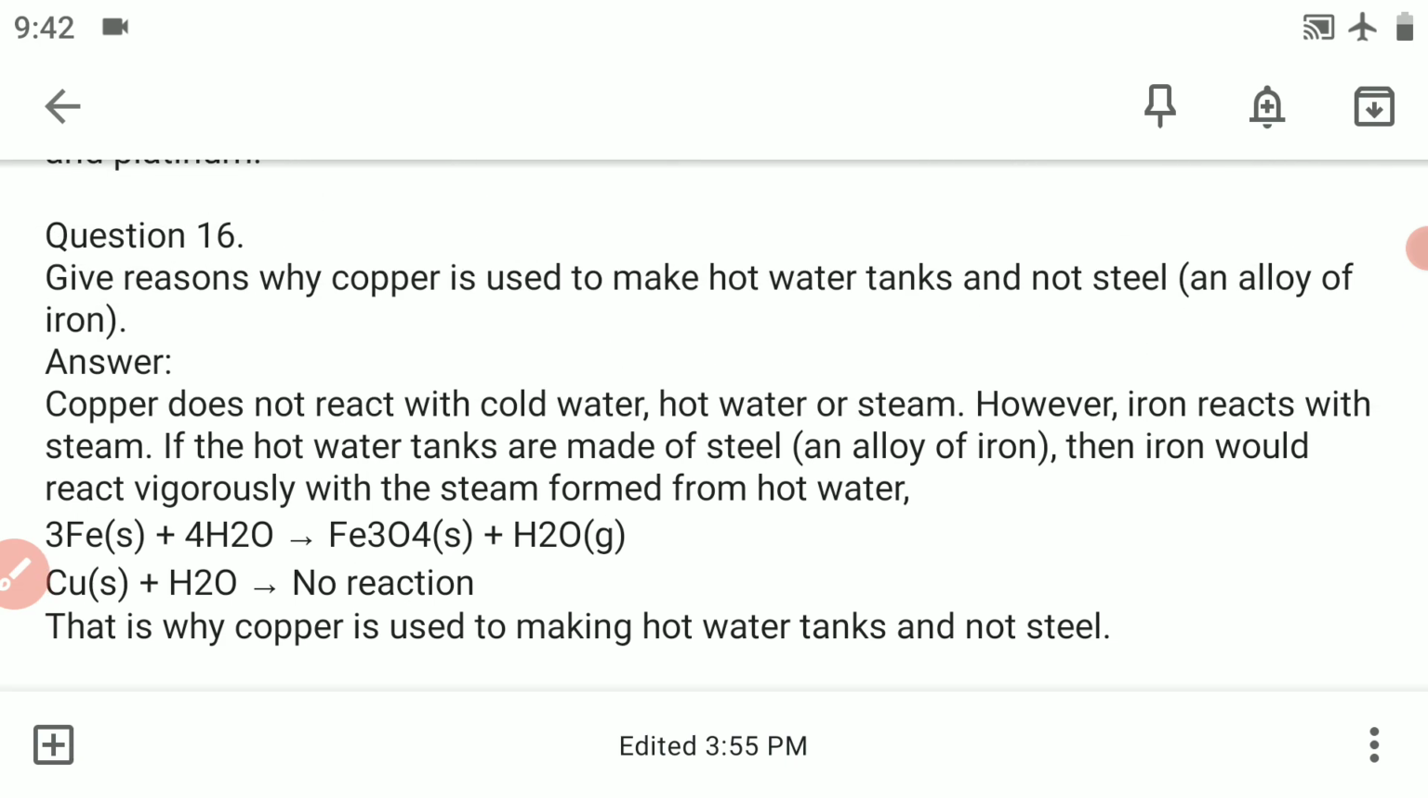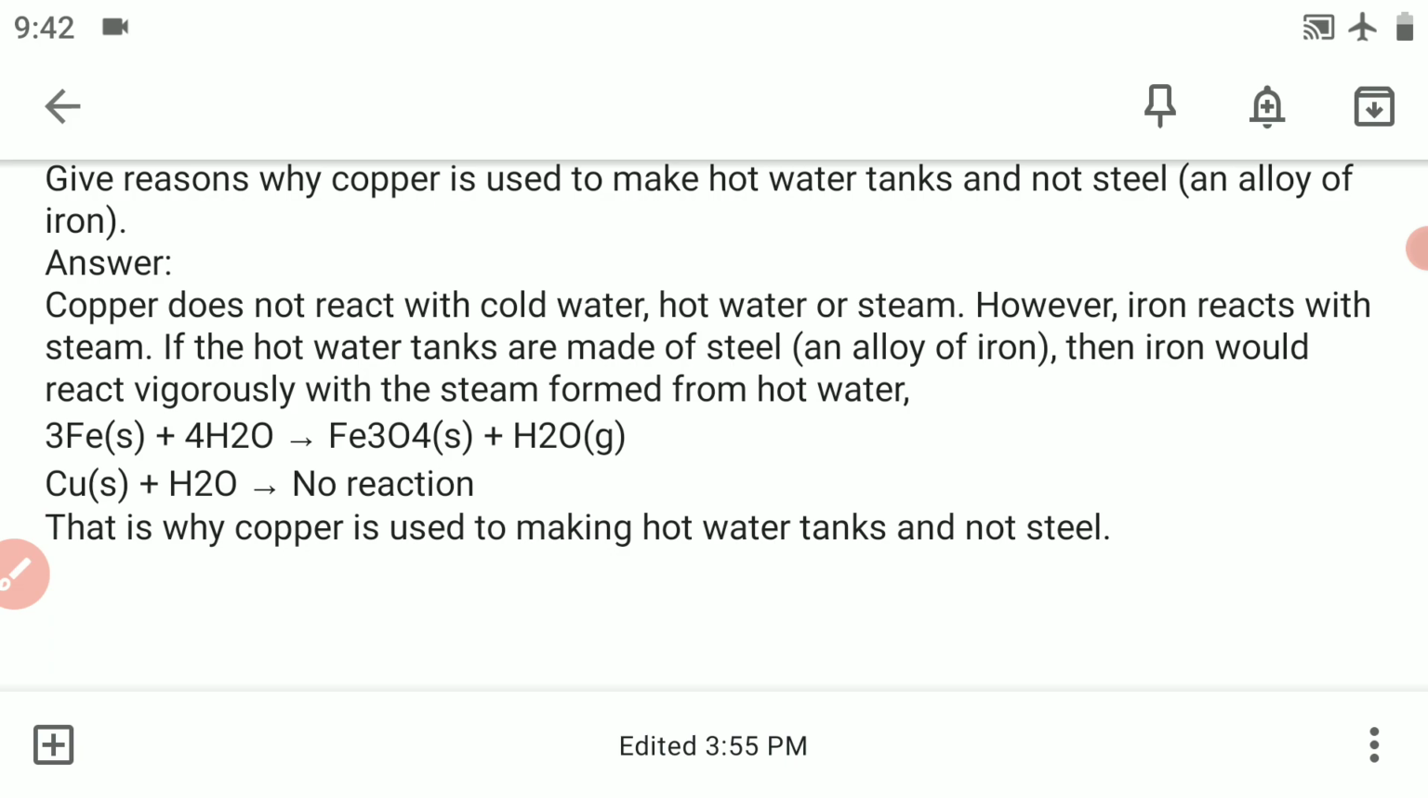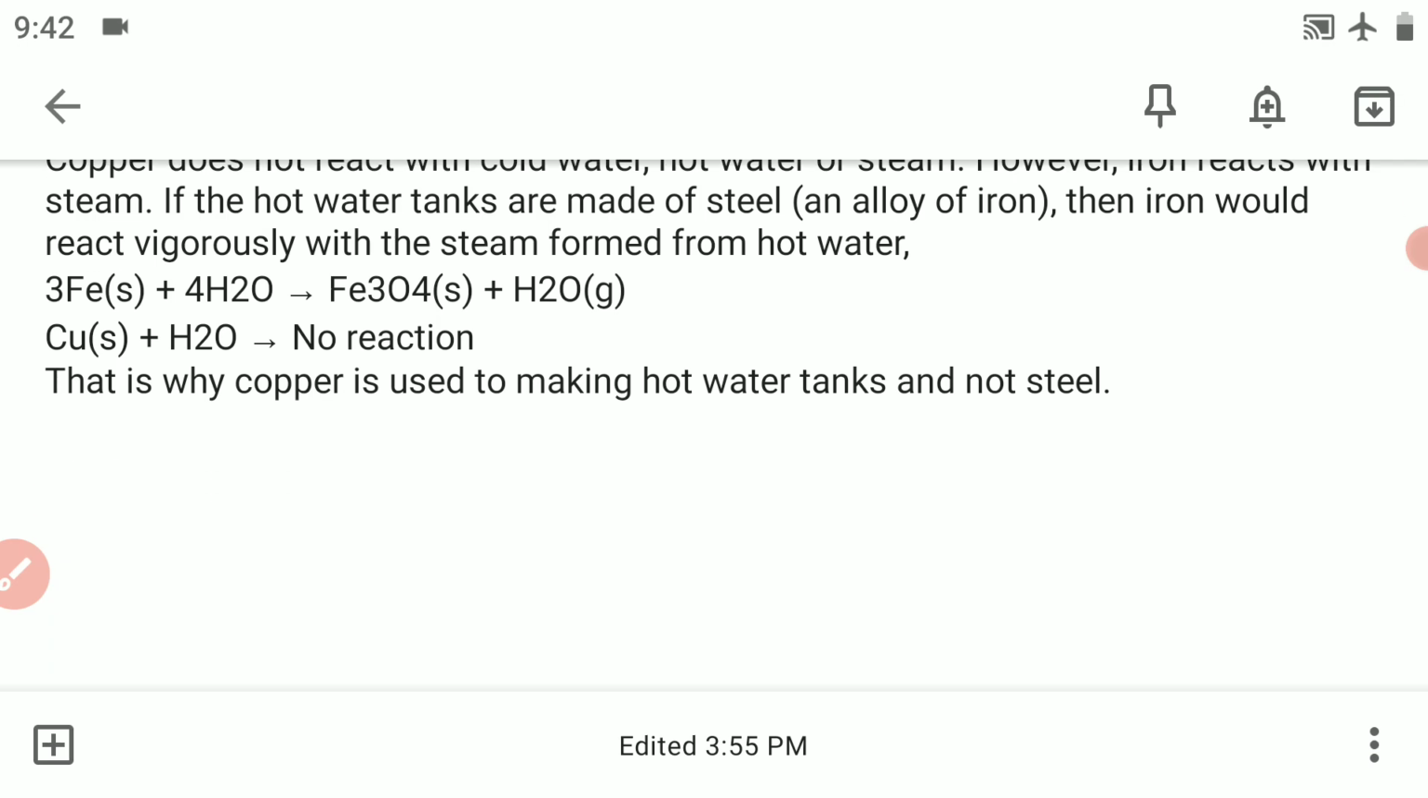Give a reason why copper is used to make hot water tanks and not steel. Copper does not react with cold water, hot water, or steam. However, iron reacts with steam. If the hot water tanks are made of steel, then iron would react vigorously with the steam formed from hot water. That's why copper is used to make hot water tanks and not steel.